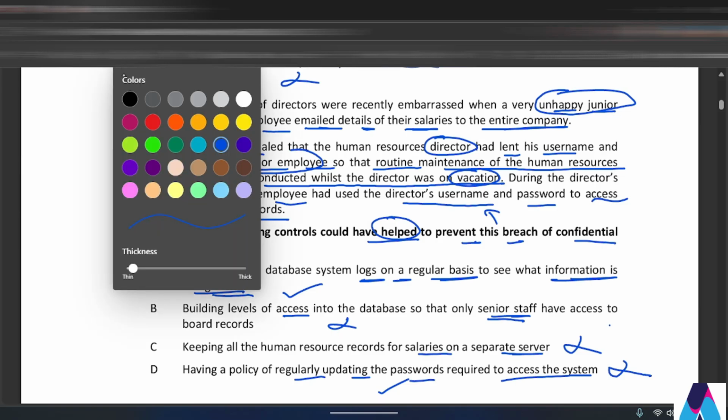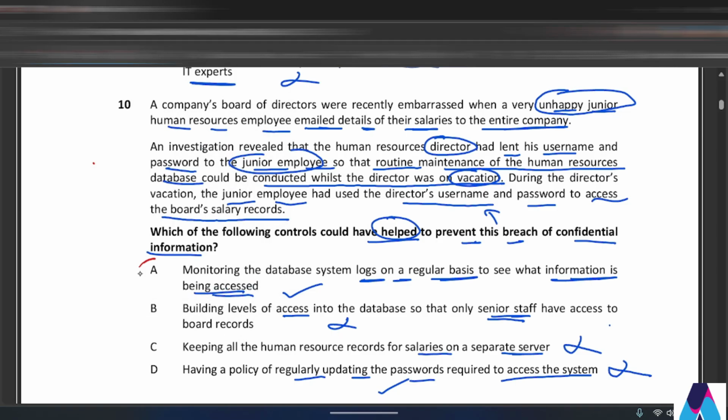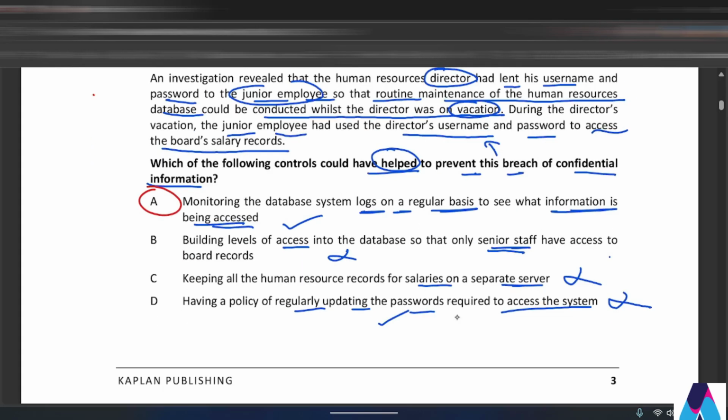I don't know if this makes sense to you guys, but I just tried to explain it in the simplest way possible, right? So I think part number A is the best answer in this particular scenario.